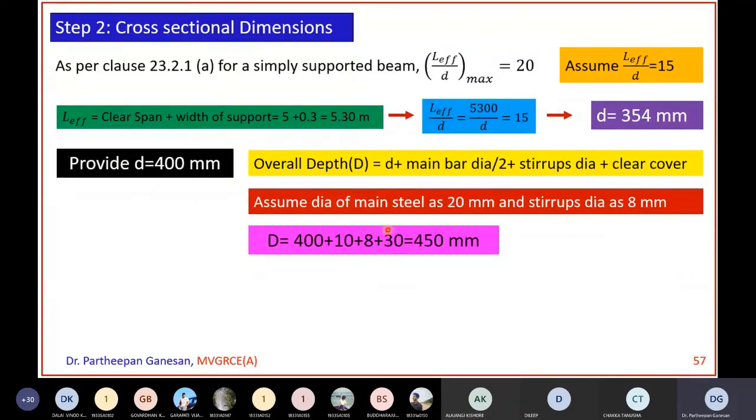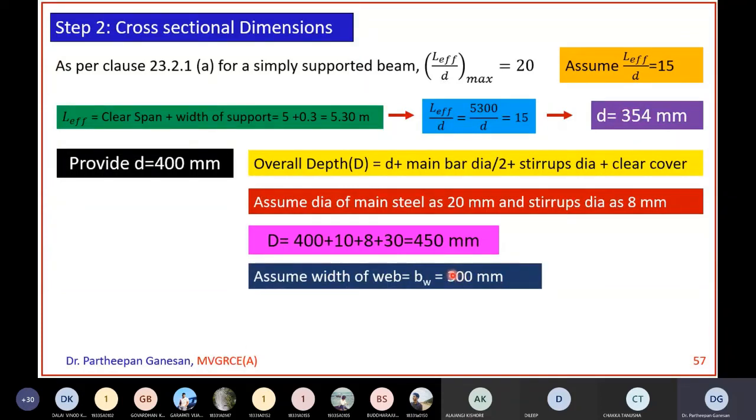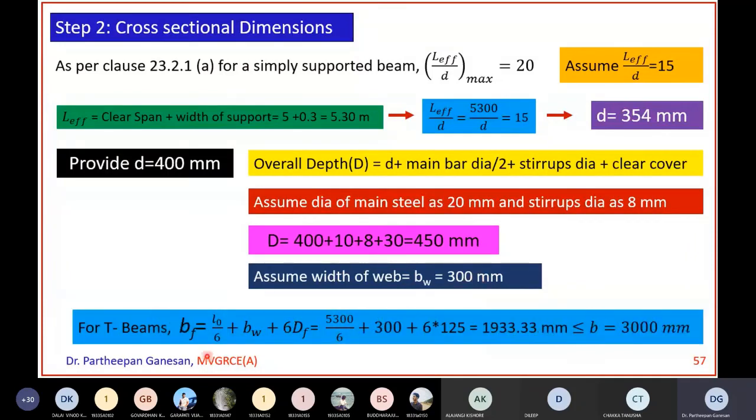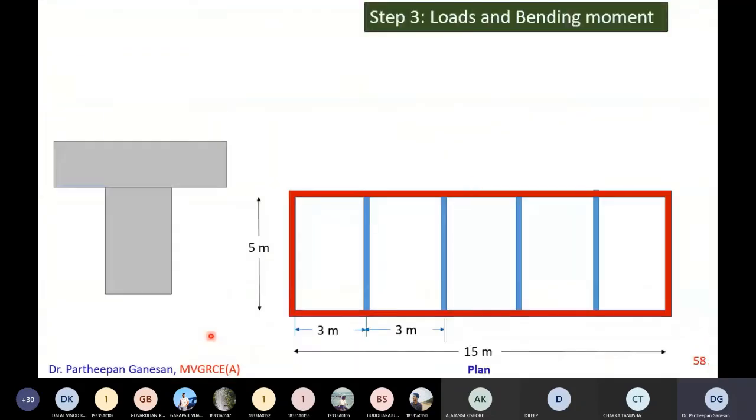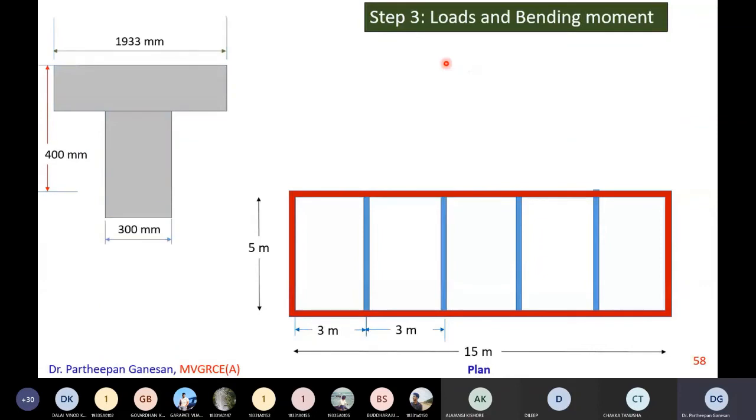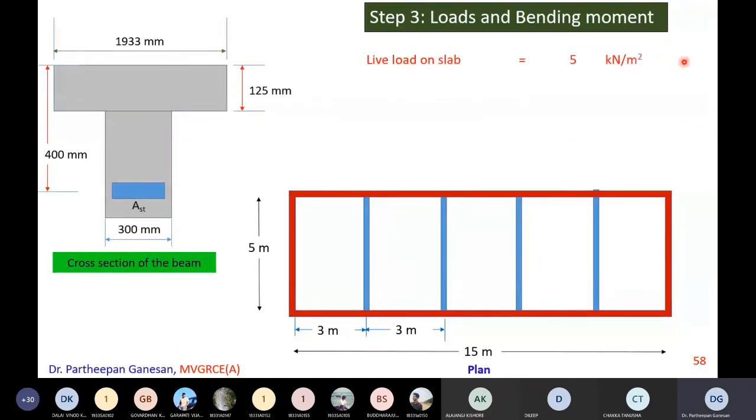So these are the cross-sectional dimensions. Once you know these things, you have to find out the width of the web. The overall depth should be 1.5 to 2 times the width. From that you calculate, then find out the BF. Once you have done that, you calculate the load, that is the live load on the slab, and the self weight of the slab. When you calculate the load on the slab, including the floor finish, the self weight and the live load, it should be in terms of kilonewton per unit area, meter square.